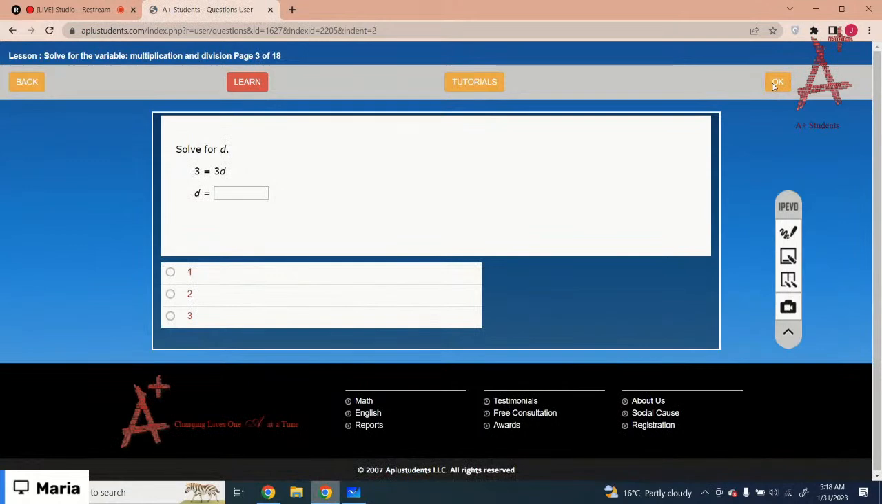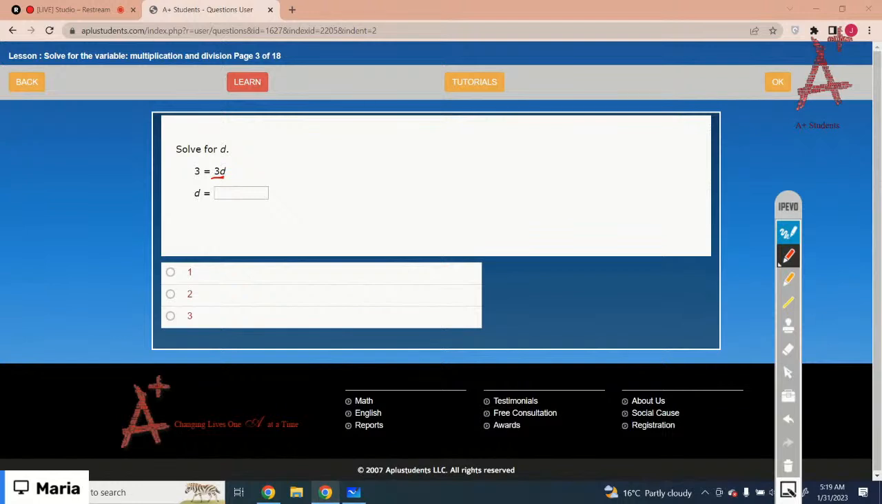Okay, the next one is 3 equals 3D. Now just look at the question. Just listen to me carefully. You have the 3 here. 3 is multiplying to D. First of all, you have to isolate the D. So opposite to multiplication is division. Just divide both sides by the 3.